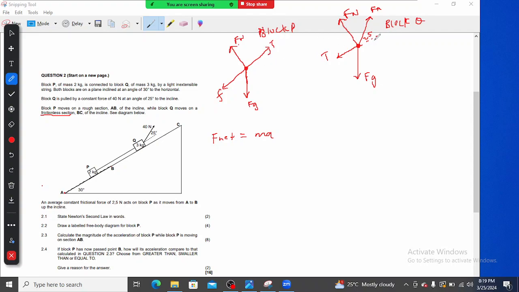And the first thing is to compute the net force. When you are computing the net force, you need to deal with each block, and then you move on to the next block. If we start with block P, what we need to do is calculate the net force of the forces that are parallel to the surface. I'm talking about these forces, and these forces are parallel to the surface because the surface in this case is an incline.